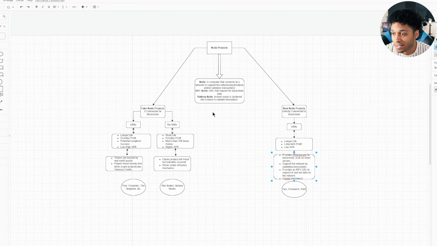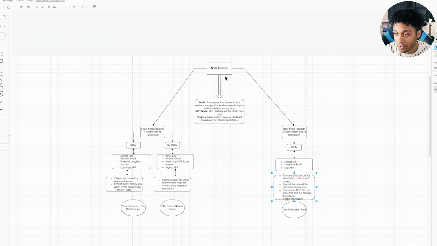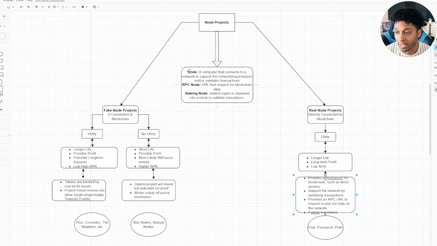All right, so I made this diagram over on draw.io. It's a pretty solid website if you want to make little diagrams like this and whatnot. So it starts at the root. We've got node projects, and the question is, what is a node? A node is essentially just a computer that connects to a blockchain network to support that network in some way and/or validate transactions on that network.